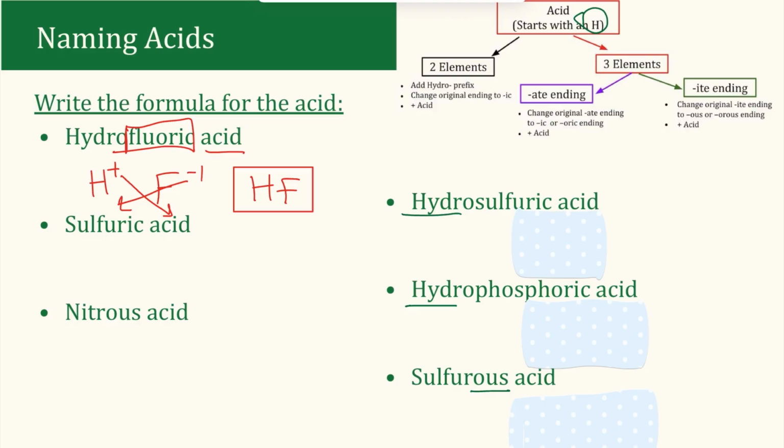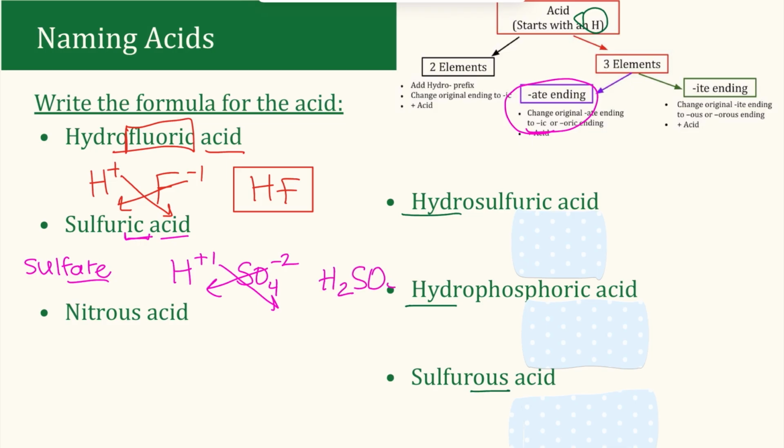Sulfuric acid, I don't see that hydro, meaning I need to look at what polyatomic this would be. So no hydro means we're looking for a polyatomic, but that IC ending is what I have if my polyatomic ends in ATE. So I want to consider what is the polyatomic of sulfate. It's an acid, so I have hydrogen with a +1, and that is going to form a compound with sulfate, which is SO4 -2. Then to make that a neutral ionic compound, I can drop and swap. So we'll have H2SO4.